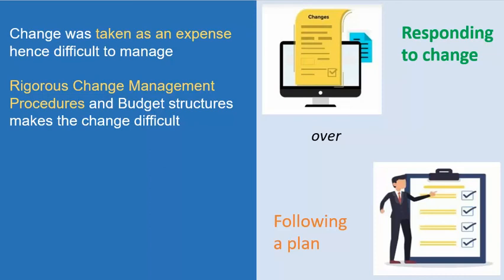What used to happen in the waterfall methodology, or any other methodology other than Agile, wherein change was taken as an expense? If you have got your SOW signed, your business requirement documentation signed off, your design document signed off, and the customer then asks for a change during the development, what do you do?